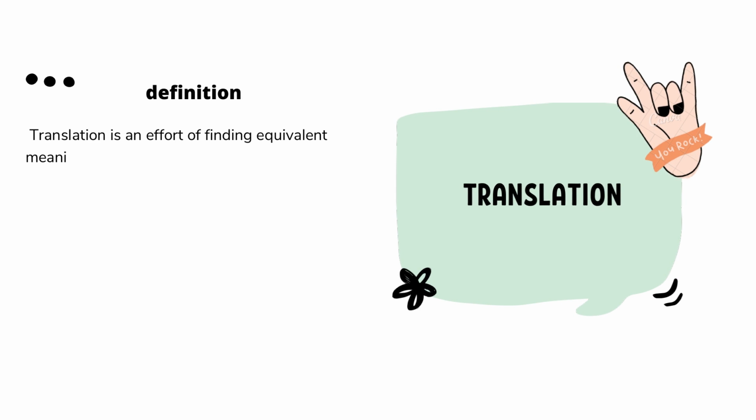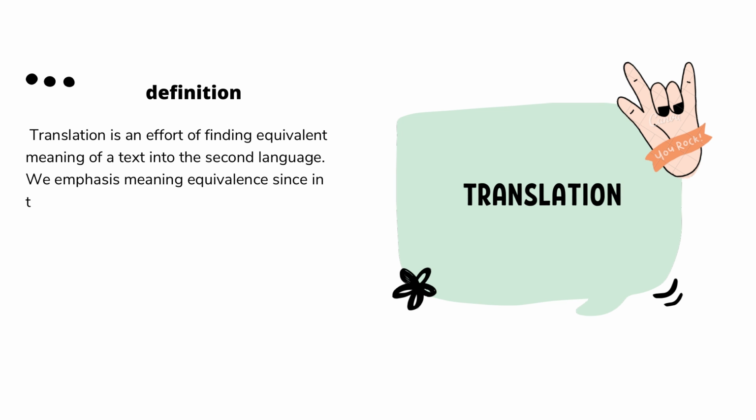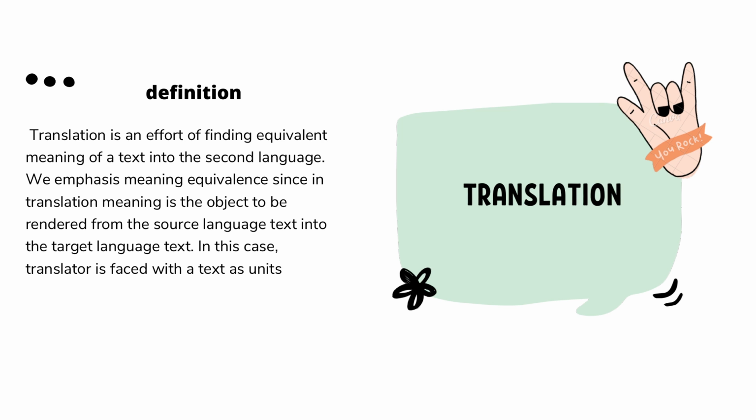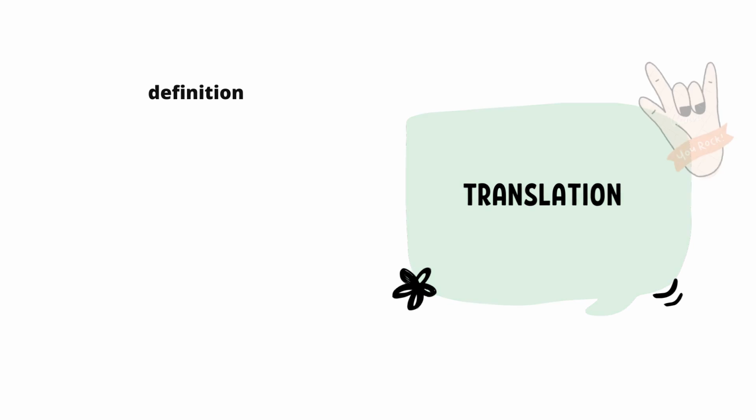Okay, translation definition. Translation is an effort of finding the equivalent meaning of a text in a second language. We emphasize meaning equivalence. The meaning is the object to be drawn from the source language text into the target language text. In this case, translation deals with a text as a unit of meaning in the form of sets of words or sentences.